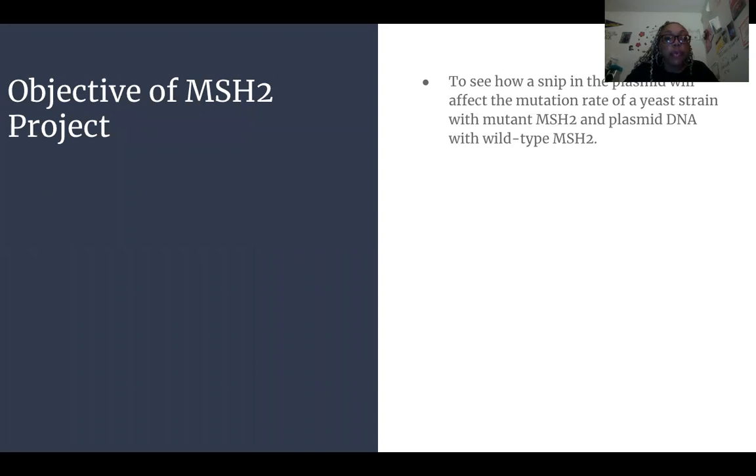The objective of our MSH2 project was to see how a SNP in the plasmid will affect the mutation rate of a yeast strain with mutant MSH2 and plasmid DNA with wild type MSH2.